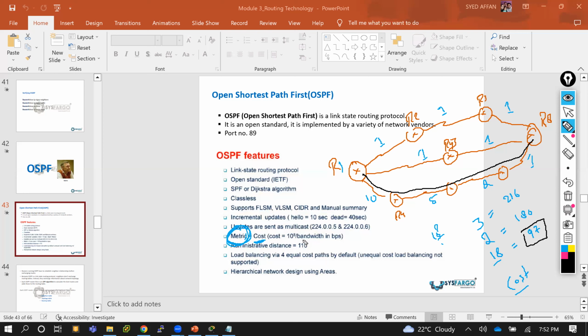But in the RIP protocol, the metric is hop count, meaning how many hops there are. Example, here, if I am using a routing protocol, via router 2, how many hops do we have?